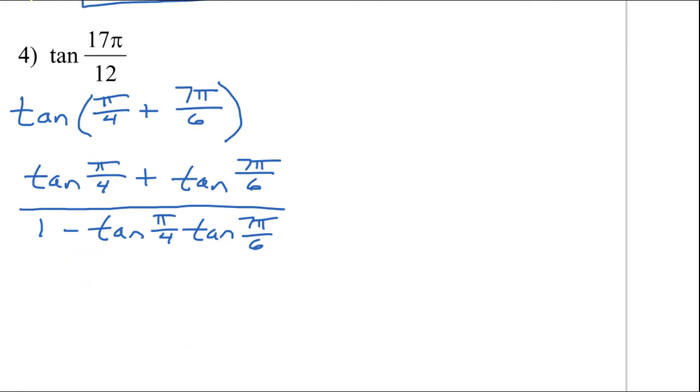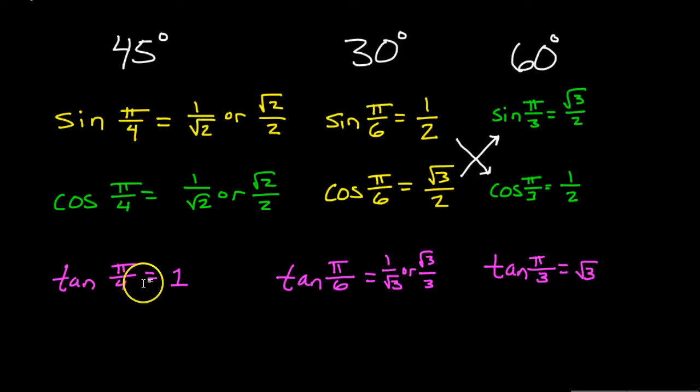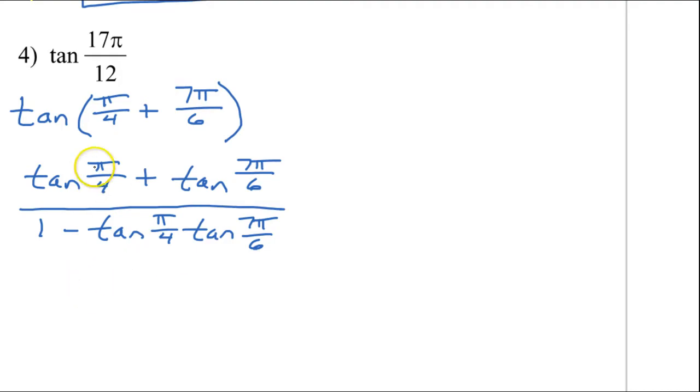Tangent pi over 4, that's something that we have memorized. Tangent of pi over 4 is 1. So I'm going to have 1 plus. Now we need the tangent of 7 pi over 6. Well, let's start with the tangent of pi over 6. We know that the tangent of pi over 6 is radical 3 over 3.